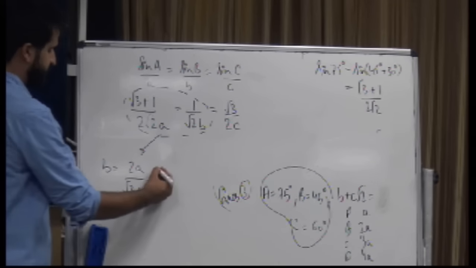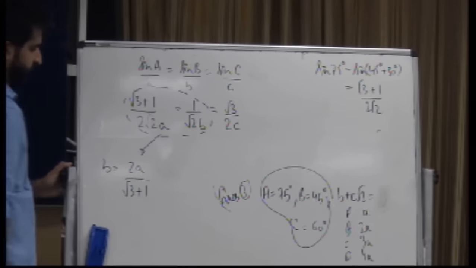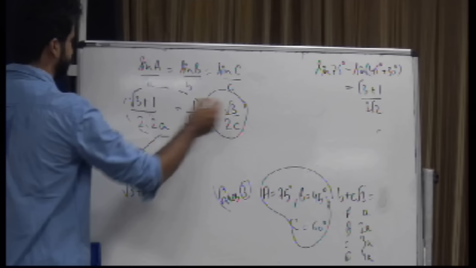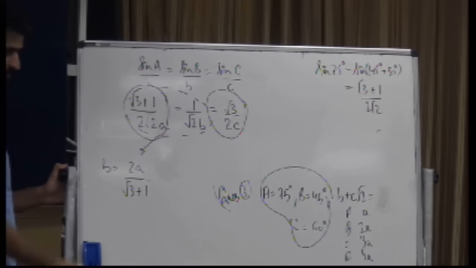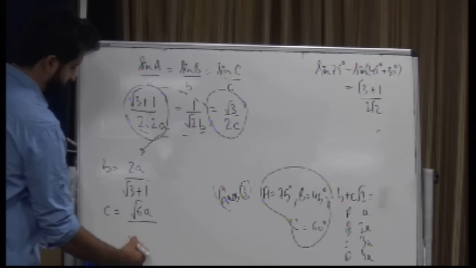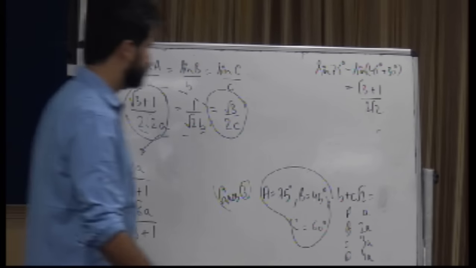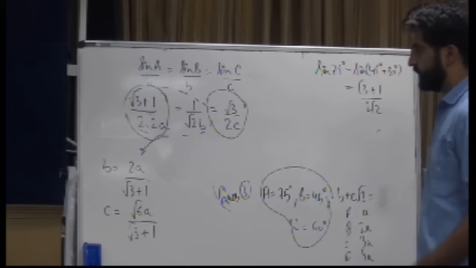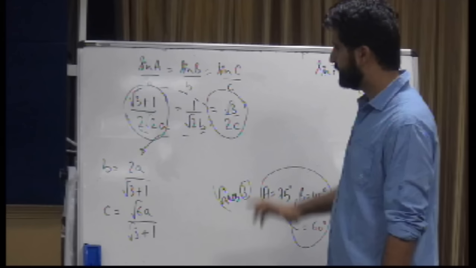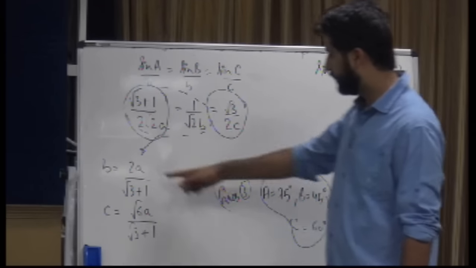And if we rationalize this, 2a upon root 3 plus 1. And while calculating the value of C, compare this one with this. Just write the formula sine A by A is equal to sine B by B, sine C by C. Then you calculate the value of small b, small c in terms of A, and they come out to be like this.